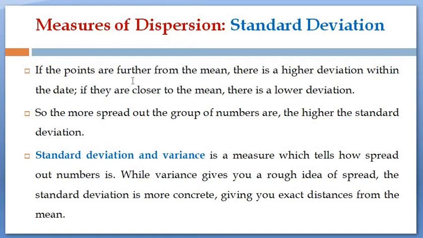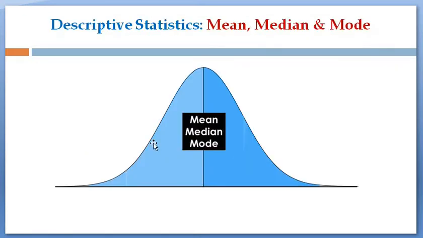If the data points are further from the mean, there is higher deviation within the data. If they are closer to the mean, then there is a lower deviation. So the more spread out the group of numbers is, the higher the standard deviation. As we have seen in our figure, if the data point is located somewhere here, then it is far from the mean, so we can say that the standard deviation is highest. If the data point is somewhere here, then we can say that the standard deviation is the lowest or the minimum.